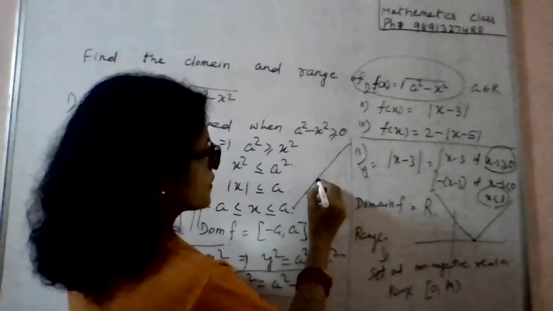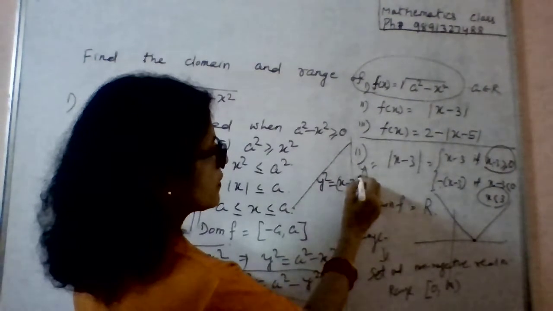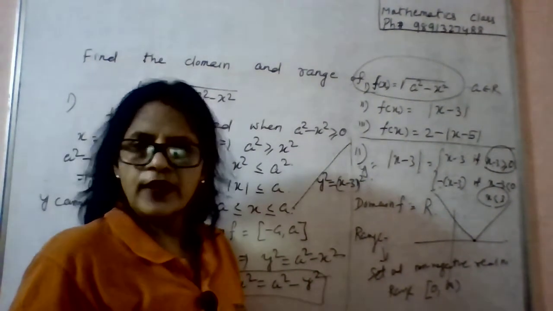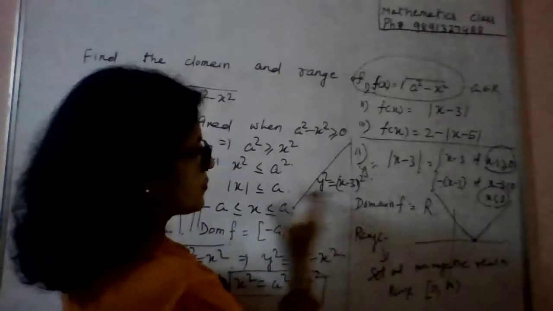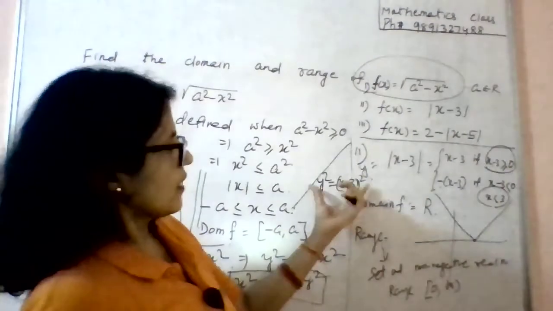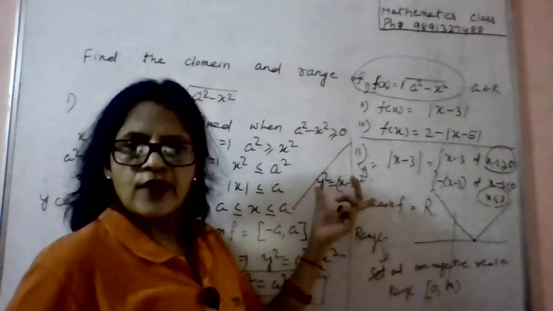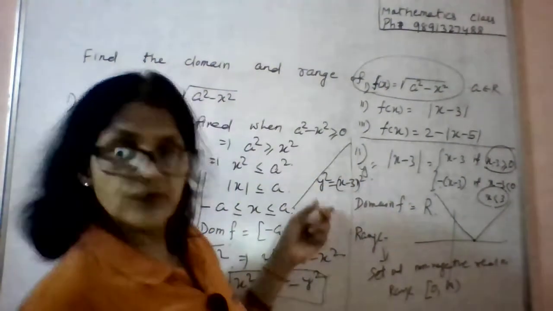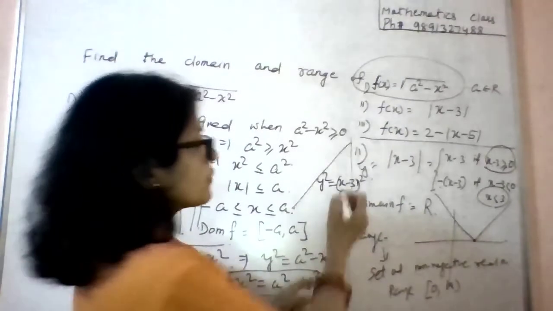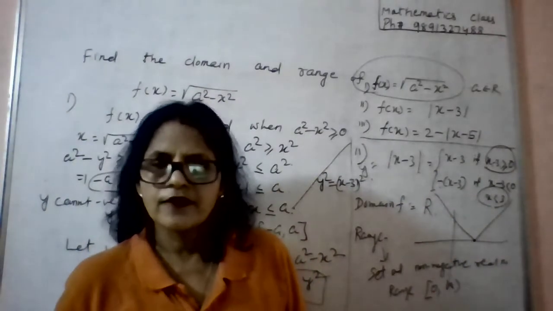Or you can write like this, y square is (x minus 3) whole square. Mod of (x minus 3) whole square is (x minus 3) whole square. So then you can get a quadratic in x, right? After getting the quadratic in x, you can do it like the one question we have done earlier. So you can take the quadratic in x, then you can get for what values of y x is defined.